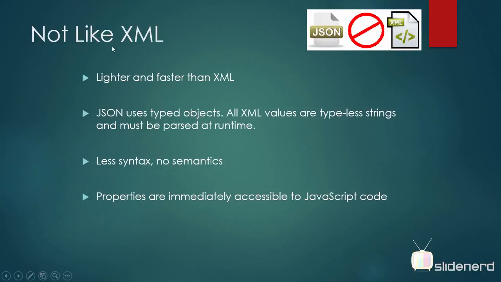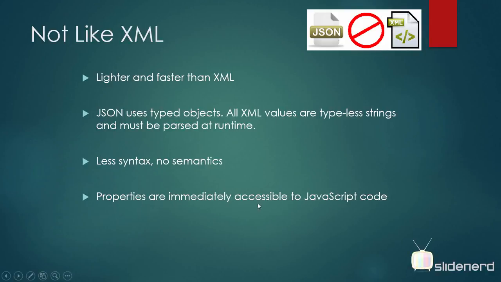Difference between JSON and XML. JSON is lighter and faster than XML, as you saw. Why? JSON uses typed objects. As you saw, there are data types for integers, floating numbers, booleans, and null. But in XML, everything is considered to be a string, and you must convert it to the appropriate type inside your app or program. And of course, JSON has less syntax.